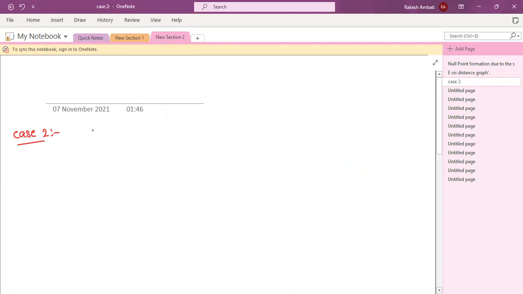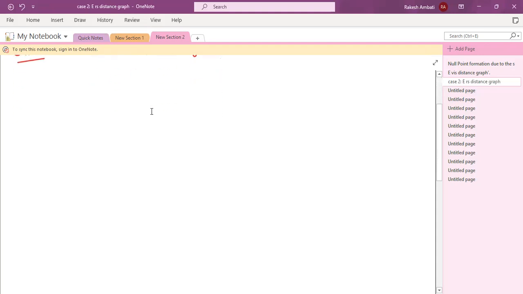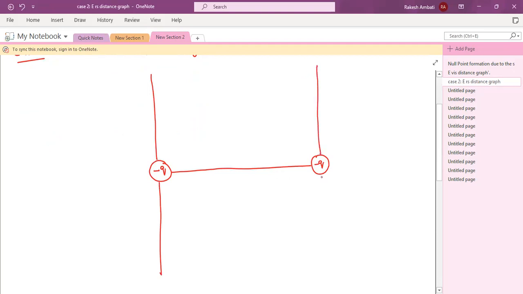Same thing, we have to draw the intensity versus distance graph. I'm taking here, in this case, both negative charges: minus Q charge, and in the same way here also we have minus Q charge. Now in this case, what is the intensity versus distance graph that we have to draw?